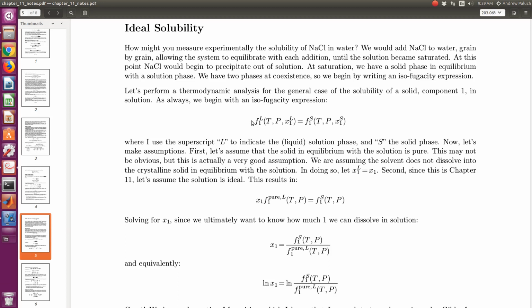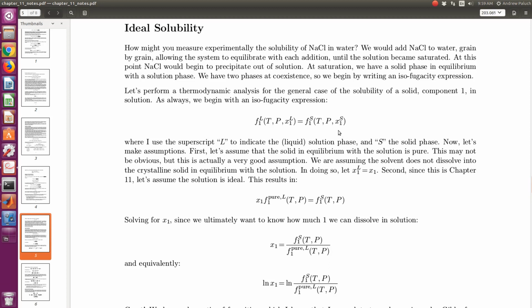The first assumption we made, here's my isofugacity expression: the fugacity of my liquid is equal to the fugacity of the solid. The first assumption, in the spirit of Chapter 11 where we're talking about ideal solutions, is that my liquid phase is ideal. This ideal solution approximation is a major approximation. It isn't necessarily always all that good, but the resulting models will allow us to capture the basic underlying physics of the process, which is great for us in terms of learning about all these things. So we're going to assume the solution phase is ideal.